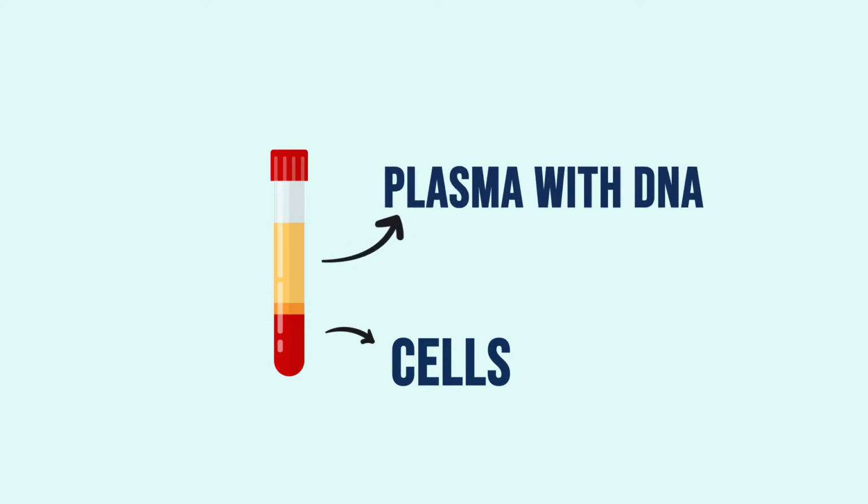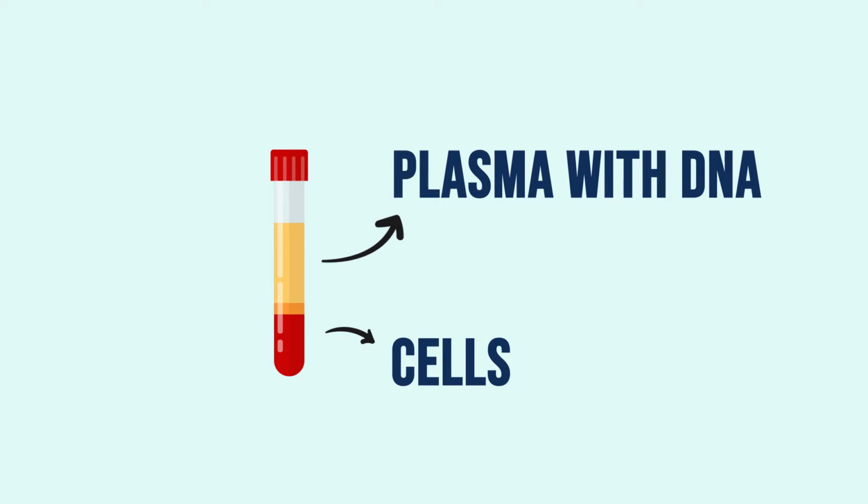After spinning, you'll be finding 3 layers within your tube. A red layer at the bottom containing erythrocytes, a white layer in the middle where all the leukocytes are trapped, and a yellowish plasma layer on top containing proteins and nucleic acid fragments. This top layer is used to proceed with DNA isolation and purification.